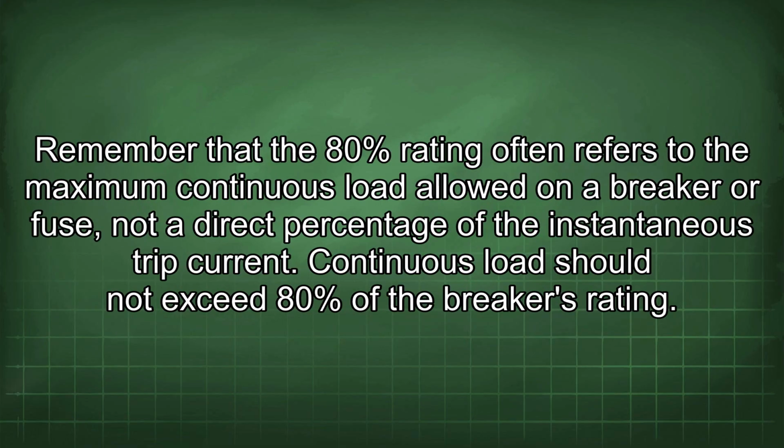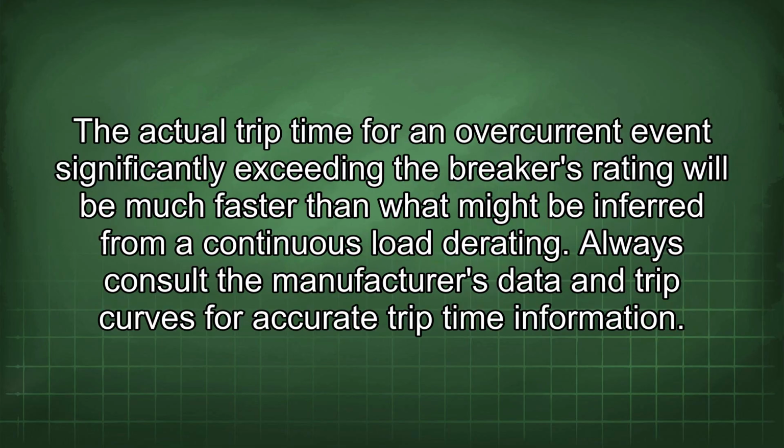Remember that the 80% rating often refers to the maximum continuous load allowed on a breaker or fuse, not a direct percentage of the instantaneous trip current. Continuous load should not exceed 80% of the breaker's rating. The actual trip time for an overcurrent event significantly exceeding the breaker's rating will be much faster than what might be inferred from a continuous load rating. Always consult the manufacturer's data and trip curves for accurate trip time information.